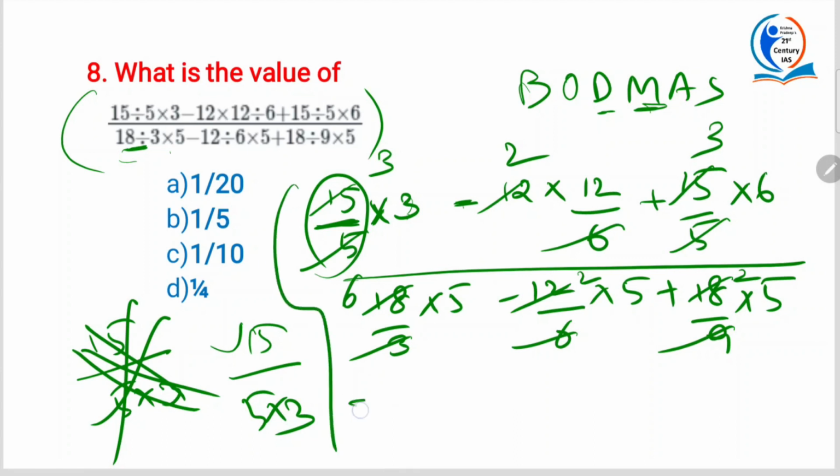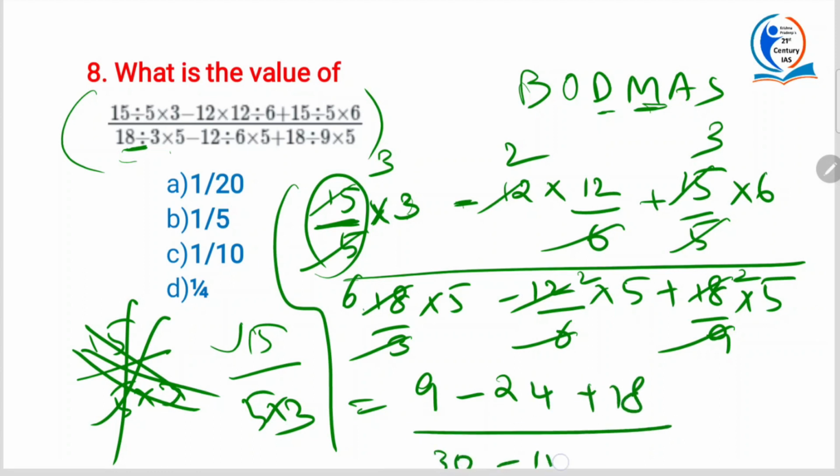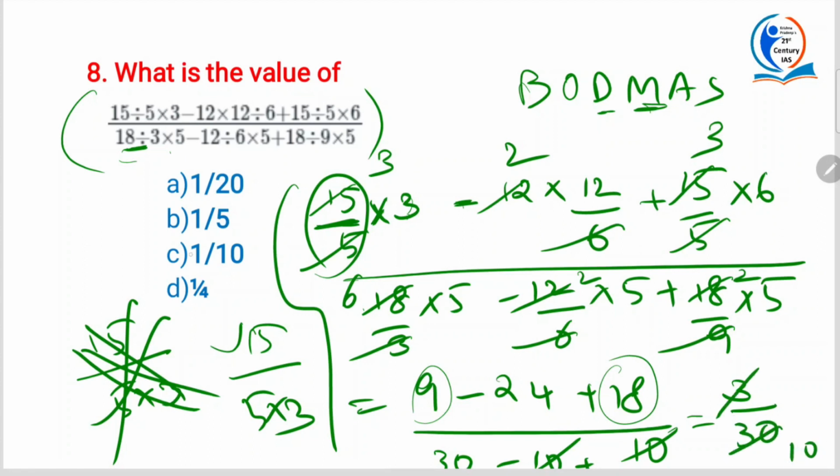If you're doing this cutting, we'll feel so happy because our equations are getting simpler. Alright, so 3 into 3 is 9 minus 24 plus 18 by 6 5s is 30 minus 10 plus 10. 5 into 2 is 10, no? So 10, 10 gone. It is 18 plus 9 is 27, no? 27 minus 24 is 3. 3 by 30, 3 ones are, 3 tens are. So 1 by 10 is the answer.